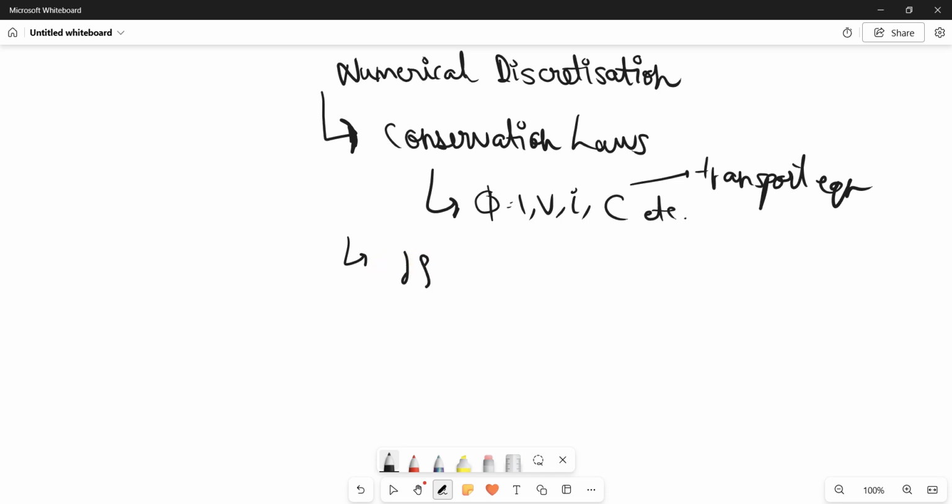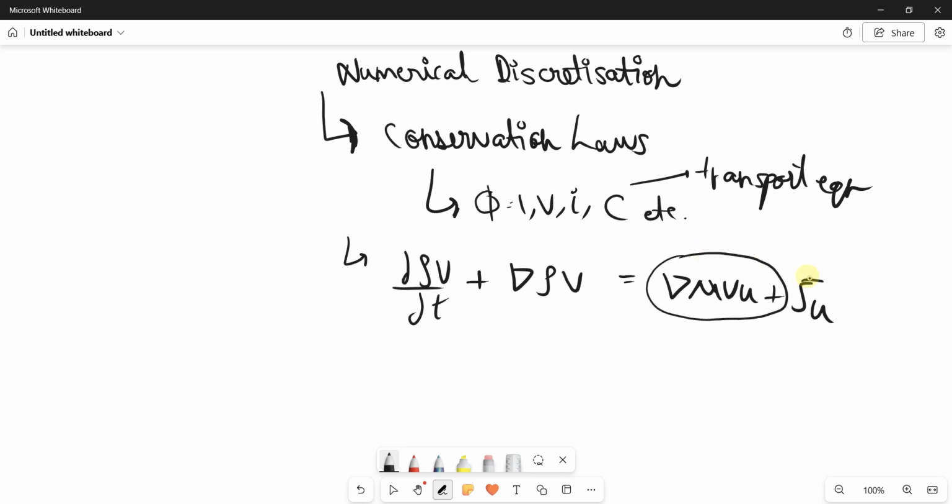So what was that? That was your dou rho v by dt plus del times rho v equals to your del times mu del v plus source of u. So this is again, as we had checked before, the diffusion term and this is the source term, right? This equation, you can see, all contain gradients and partial derivatives. This whole thing is a PDE, right?